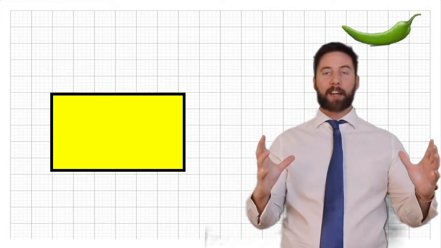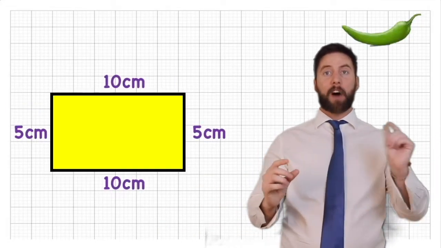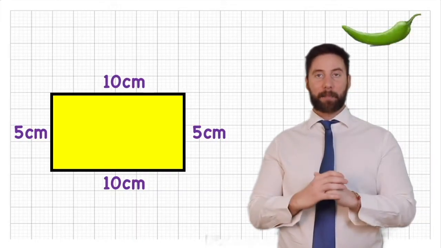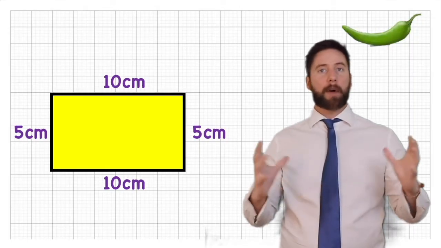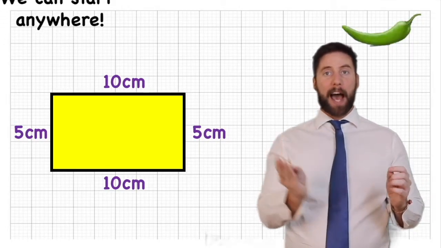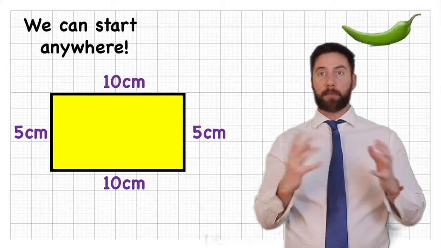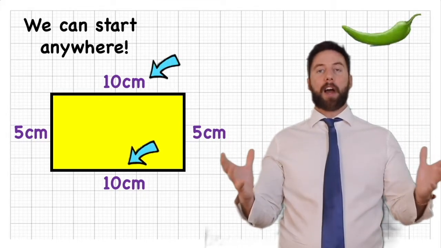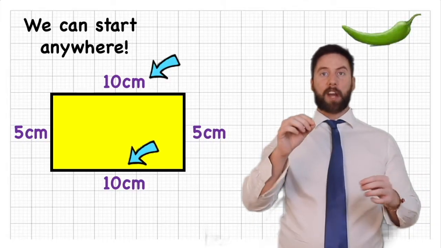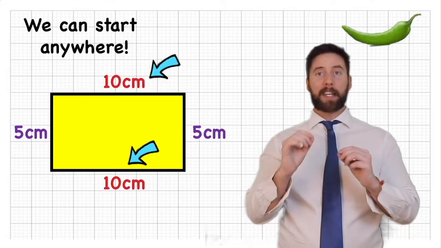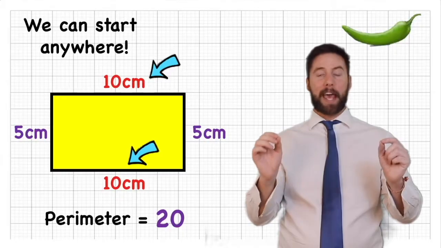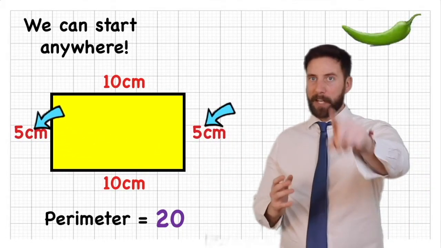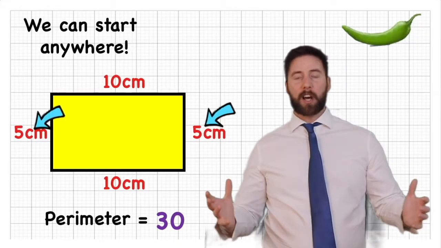Let's look at this rectangle. Now this rectangle has sides of 5 centimetres and a top and bottom length of 10 centimetres. Okay, so it doesn't matter which order we start in because we're going to be adding them all together, and we know that addition is commutative. It doesn't matter which way around we put them. So we can start anywhere, and I'm going to choose to start with the 10s. I'm going to add my two 10s together, which gives me 20, add my two 5s together, which gives me 10, 20, add 10 equals 30 centimetres. Very good. Okay, cool, another example done.